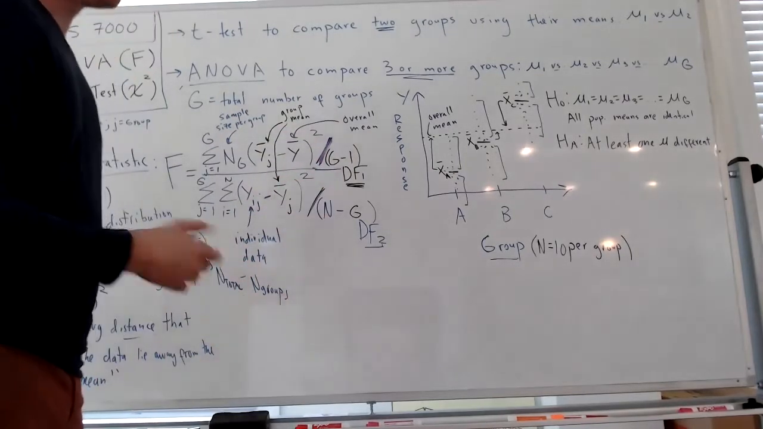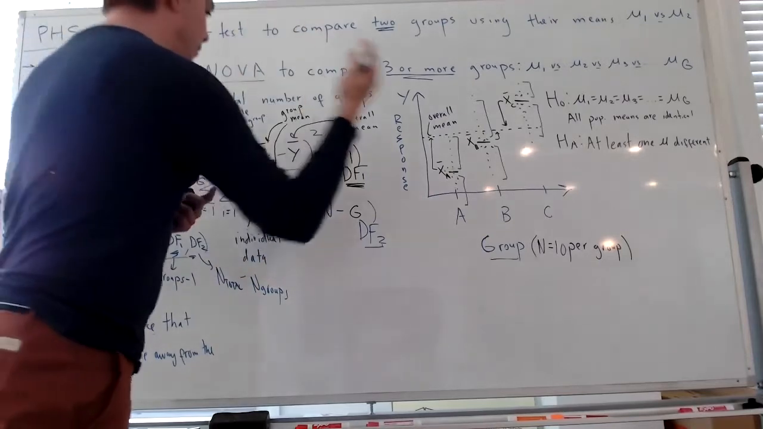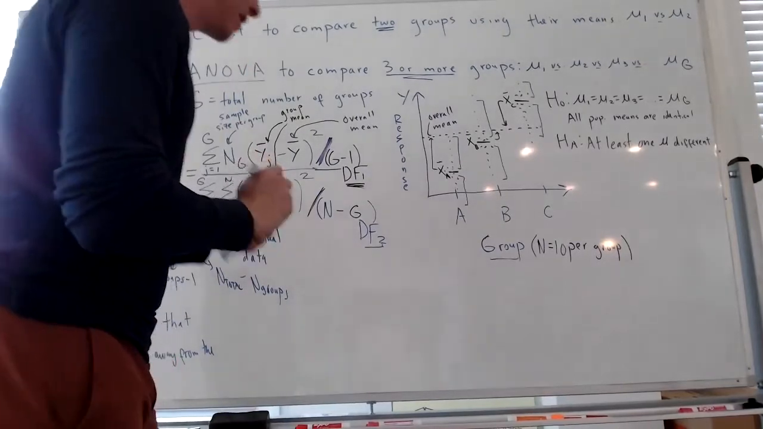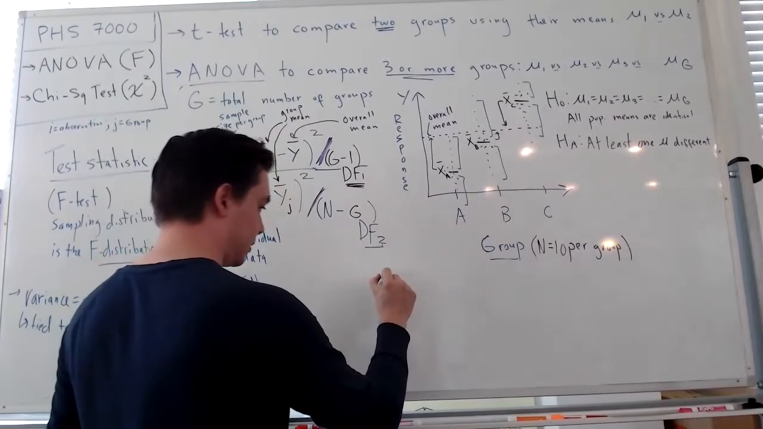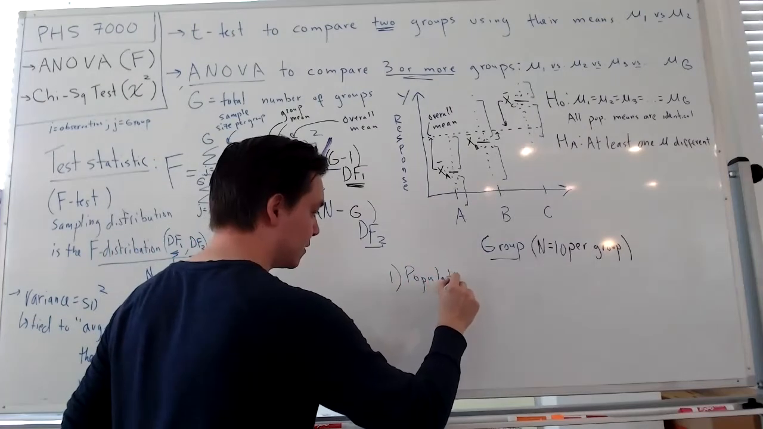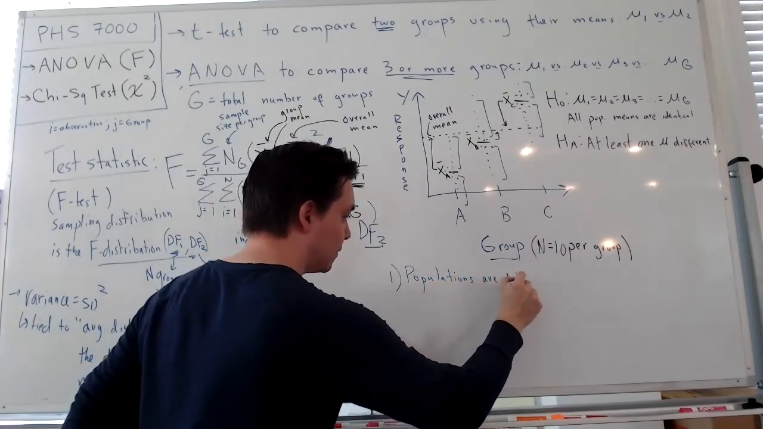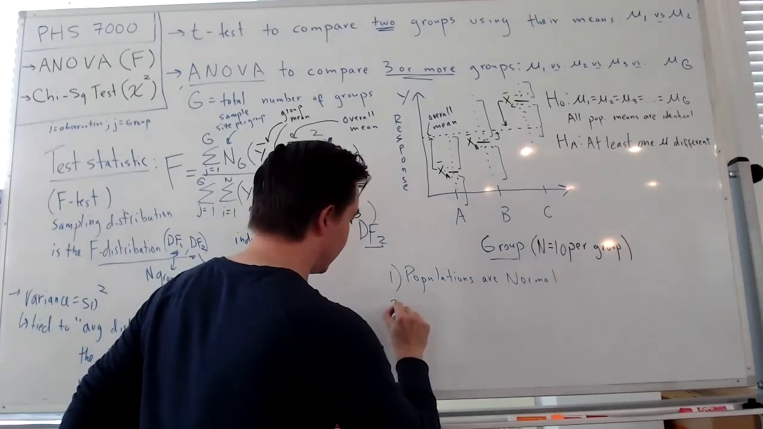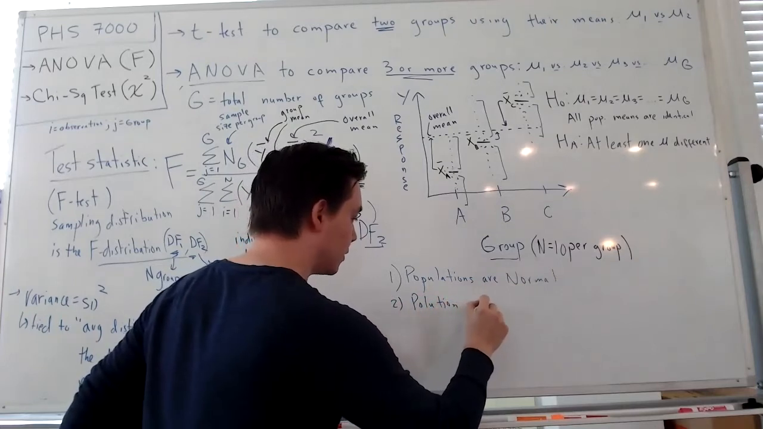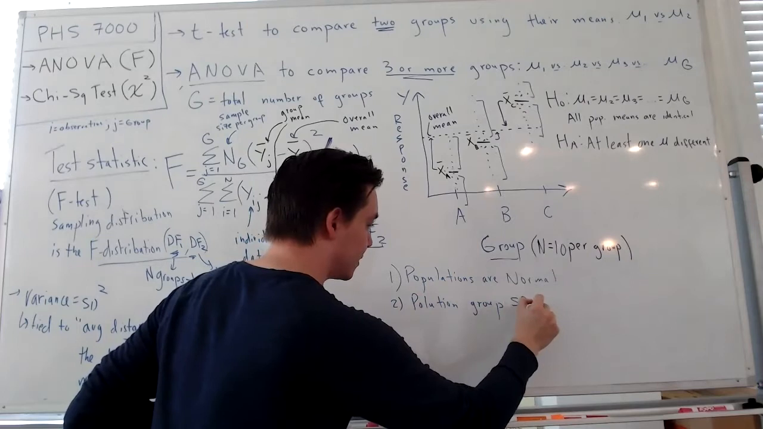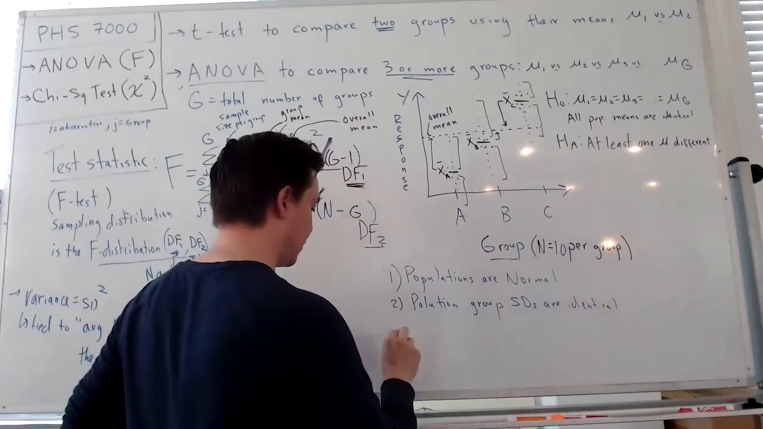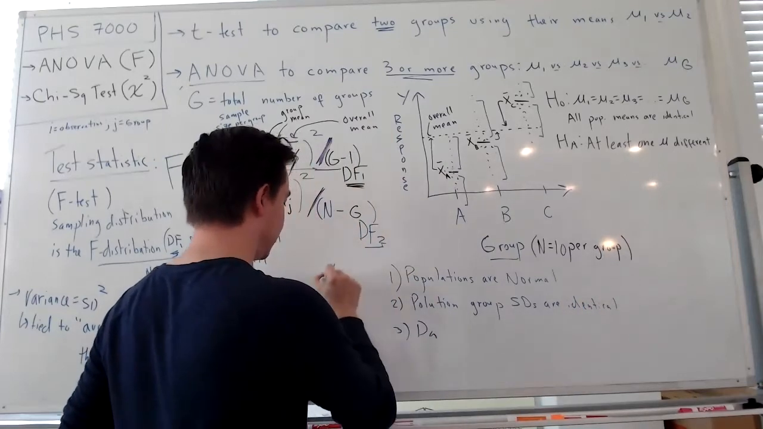So let's talk about some assumptions. I want to put these up because although I don't think this is the most useful statistical test, it is still helpful for us to know some of the assumptions. So there are 3 assumptions. First is that the populations are normal. The second one, the population group standard deviations are identical. Number 3 is that the data are independent. These are the assumptions.